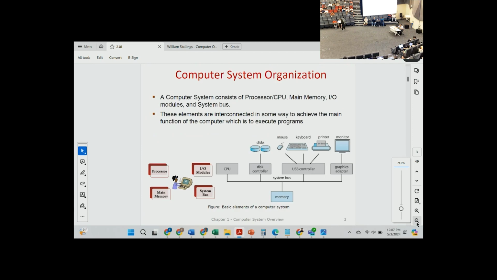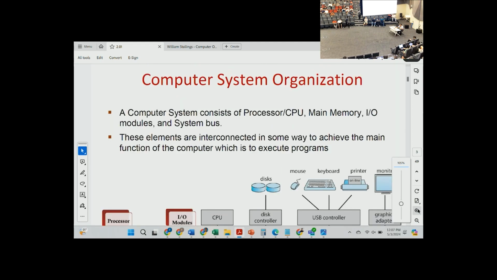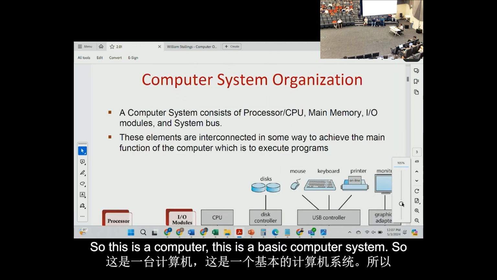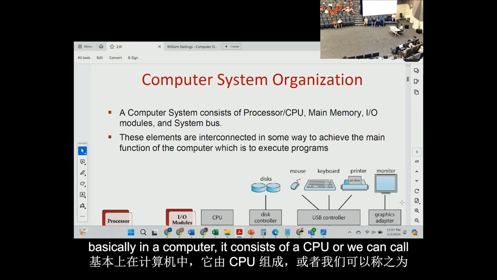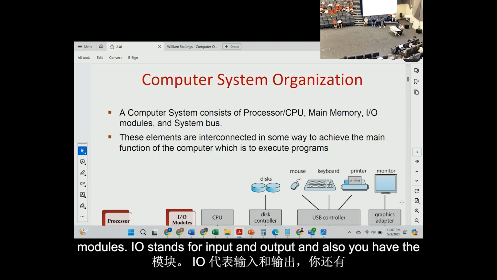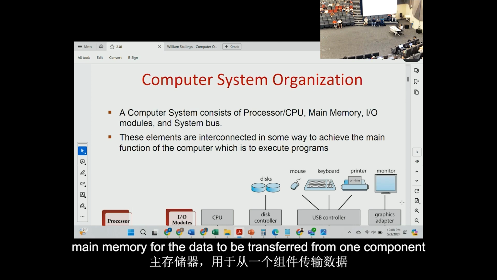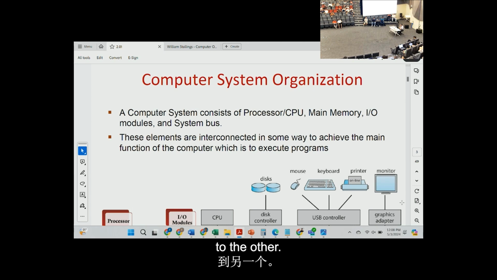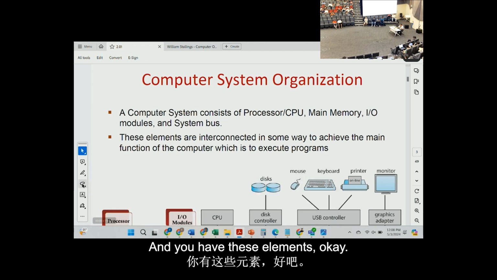So this is a basic computer system. In a computer, it consists of a CPU, or we can call it the processor. You have the main memory, and the IO modules. IO stands for input and output. And also you have the system bus. The system bus is a pathway for data to be transferred from one component to the other.